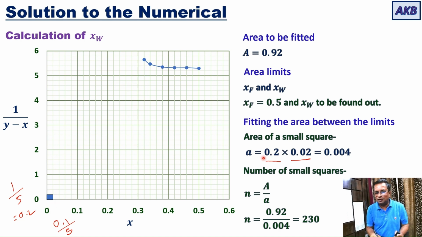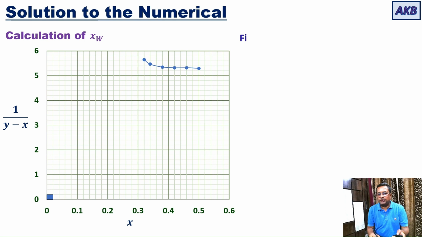So it has an area of 0.2 into 0.02, that is 0.004. And if this is the area of the smallest square, then number of these small squares will be the total area to be fitted divided by the area of a single square. So that is 0.92 divided by 0.004, that is equal to 230. So now our task is to fit 230 such small squares under this curve and get xw. Okay, now let us fit the area between the limits.